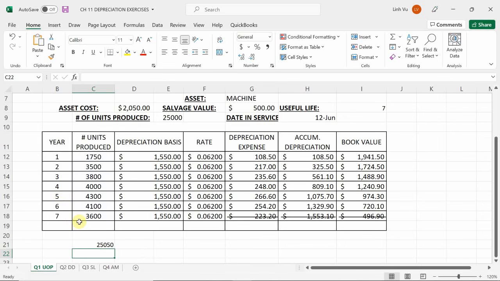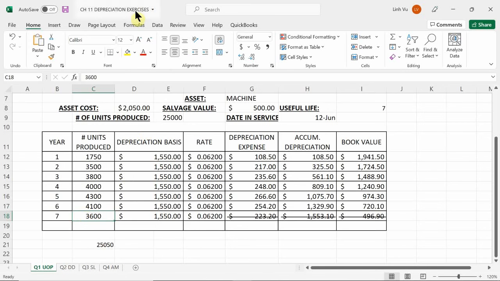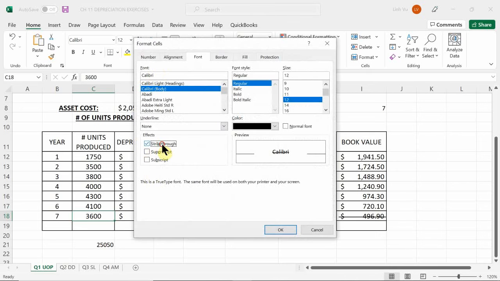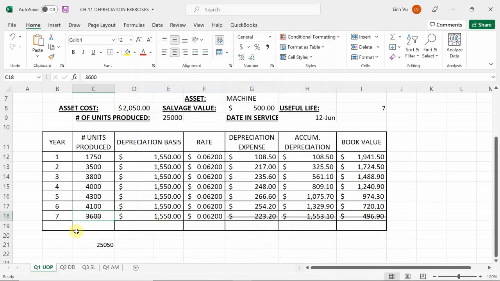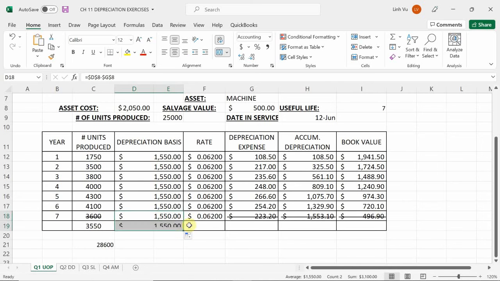So that means this 3,600 is not supposed to be 3,600. Okay? You actually end up producing 50 extra units. So in this case, I could work forward by saying, well, I need to get to 3,550, right? 50 items less. And then I can work forward and be able to solve it this way because I know the depreciation basis and rate will stay the same.